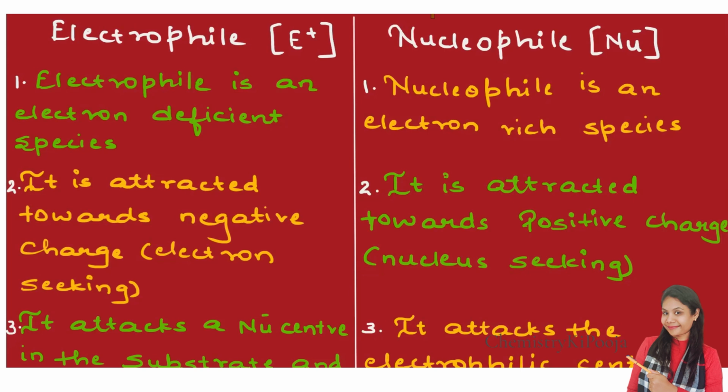Coming to the second point, electrophile, since they are positive, definitely they will be attracted towards negative charge, right? So they are electron seeking. Whereas nucleophile, since they are negative charge, they are attracted towards a positive charge. Clear? So they are basically nucleus seeking. So electrophiles are electron loving, nucleophiles are nucleus loving.